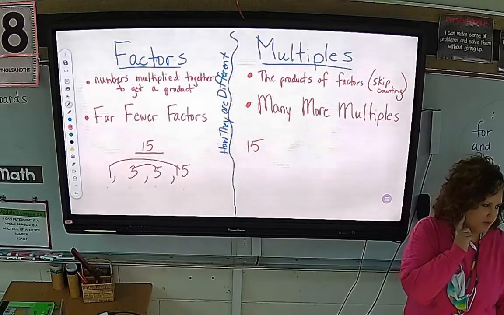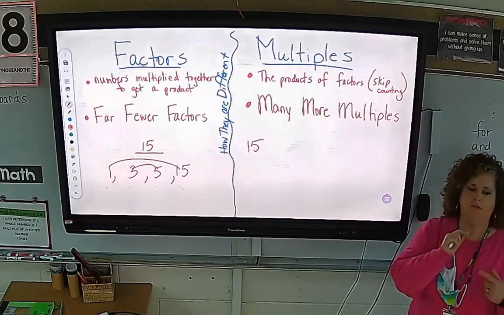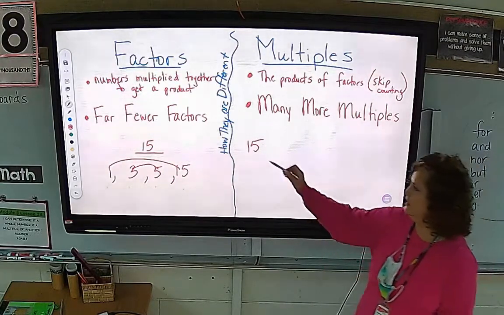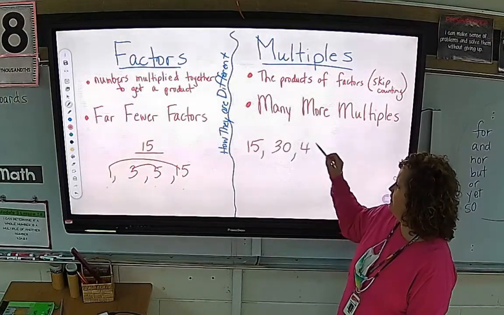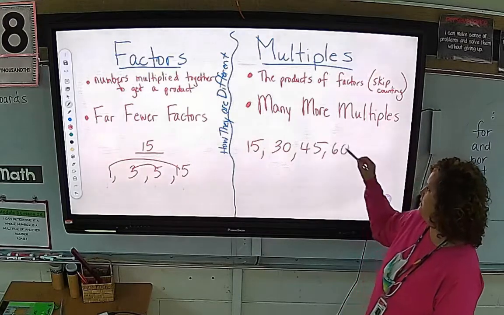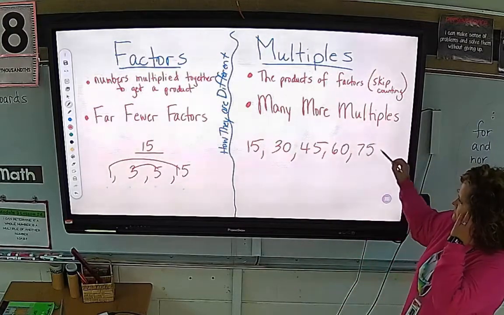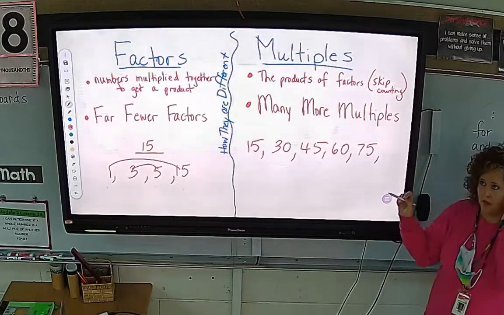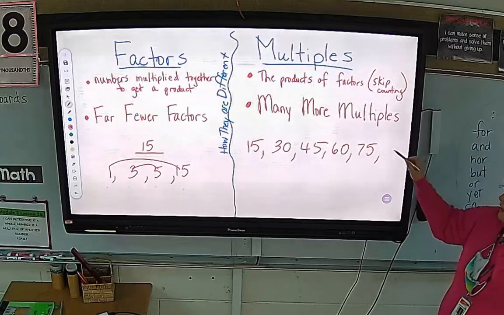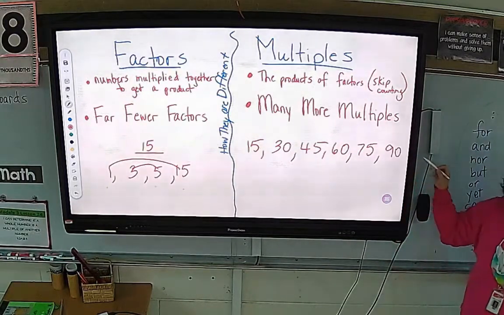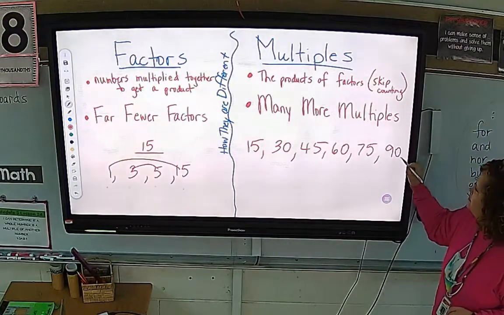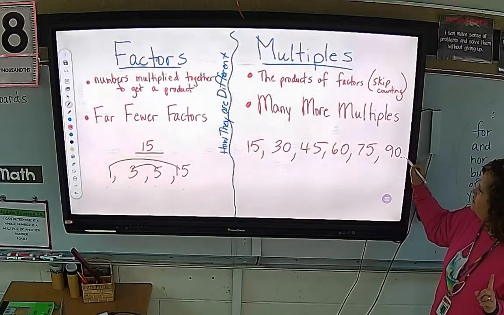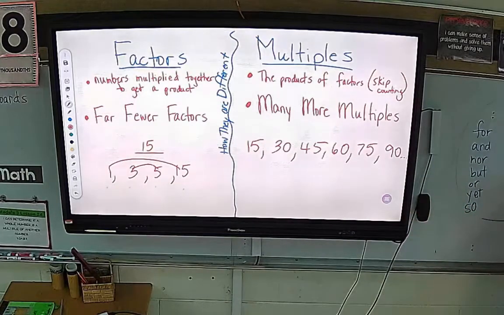Okay, now I know that we haven't learned our 15. But the clock helps us. If we counted by 15, it's 30, 45, 60, 75, 90. Could I keep going on and on and on? Yes. Sometimes you'll see the 3 little dots, which means it'll keep going.